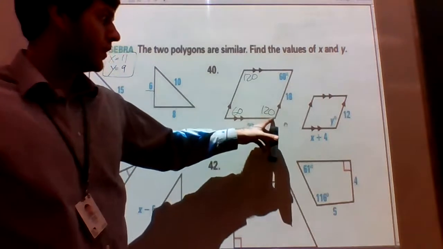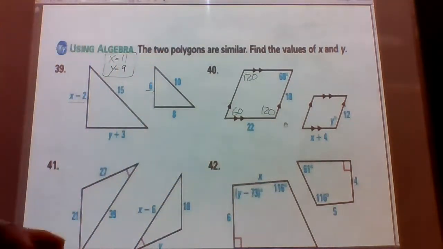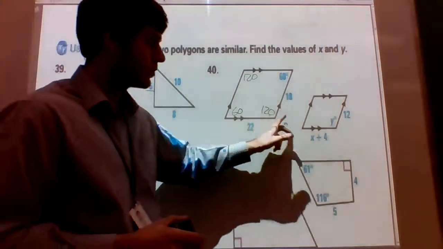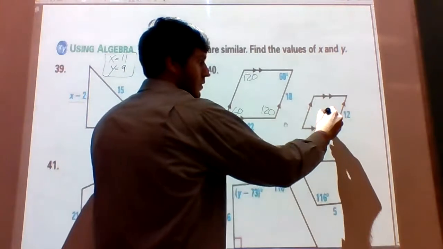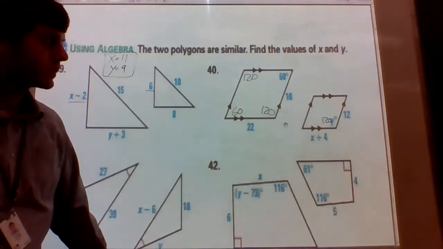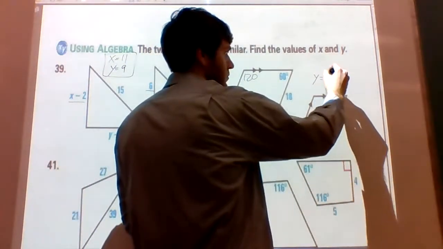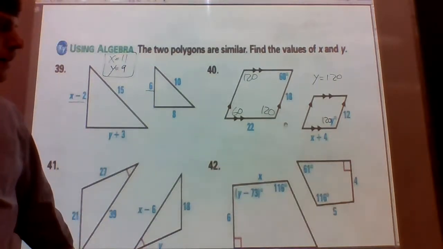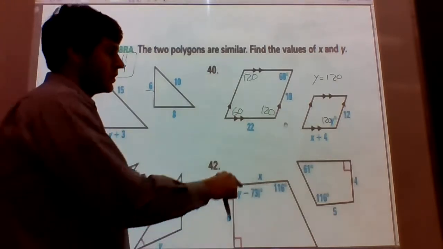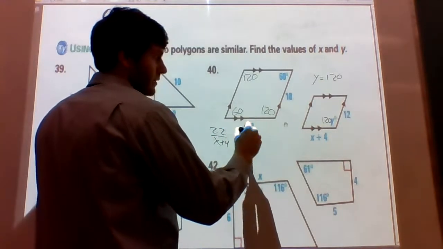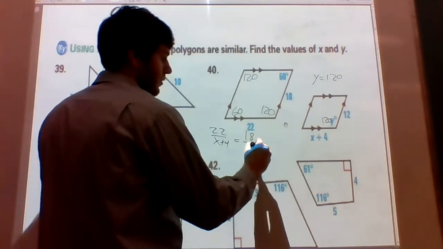Okay. So what do we know about angles of similar polygons? We know that they are congruent as well. So if this is 120, y also has to be 120. So right away we know y equals 120. And then what about sides? Sides, we know sides are proportional. So we can set up a proportion. 22 is to x plus 4, as 18 is to 12.